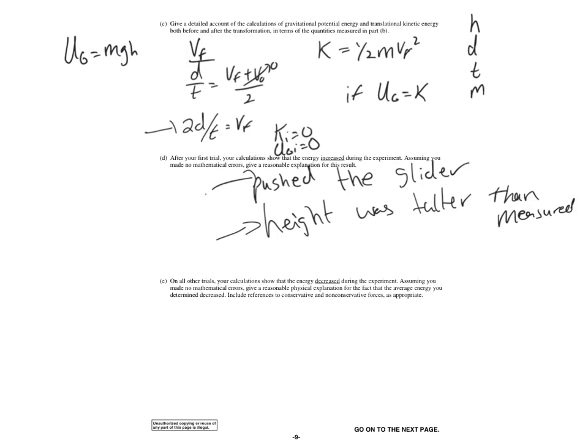And then on other trials, it shows you decrease the amount of energy. On this one, we could say that there was friction, and you might have had friction involved, providing negative work. Friction's the easiest one to think of on that one. You could say that the height was shorter than you measured, stuff like that. Okay, and then basically you're just saying that if you had friction, it would take energy away from the system, which would make it seem like it was not being conserved. All right.